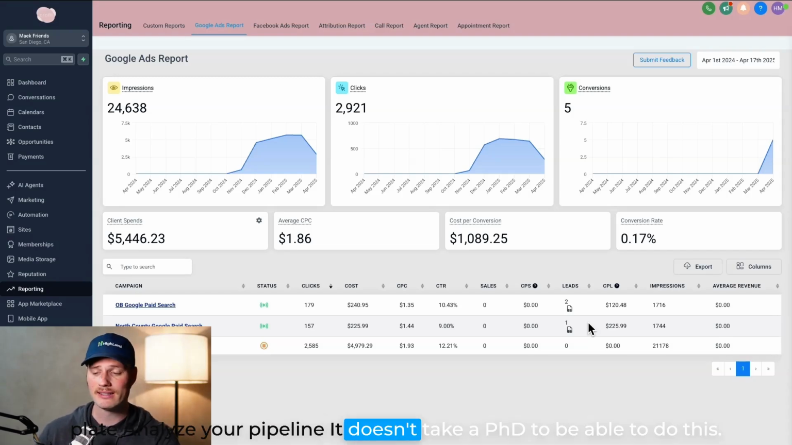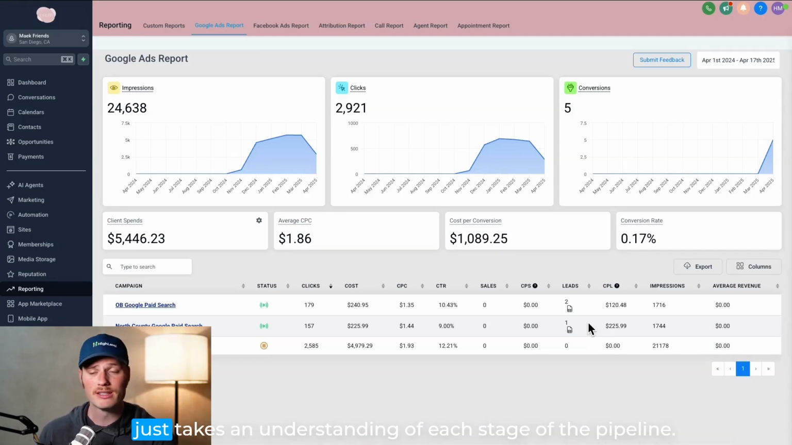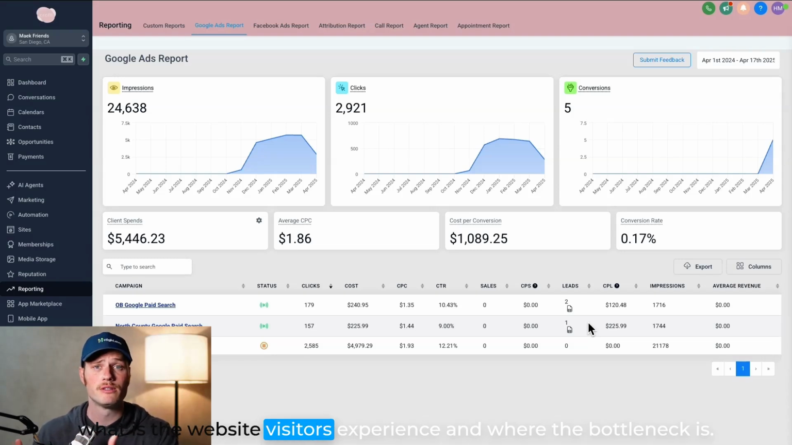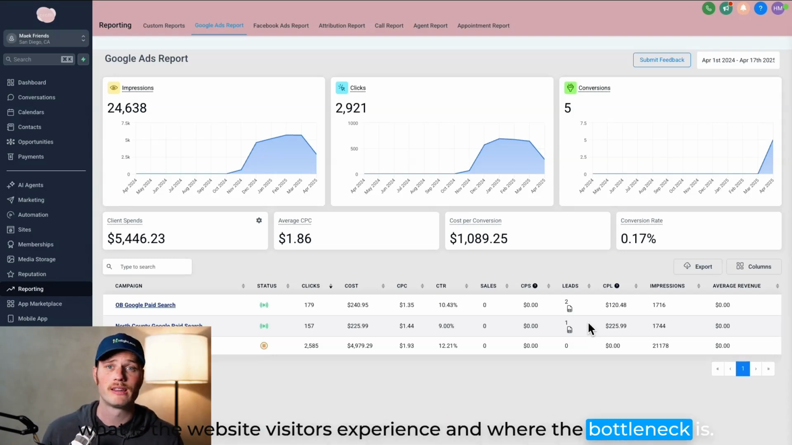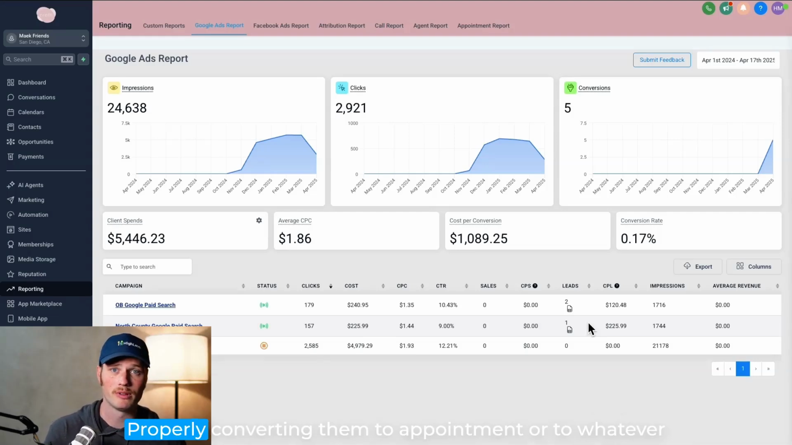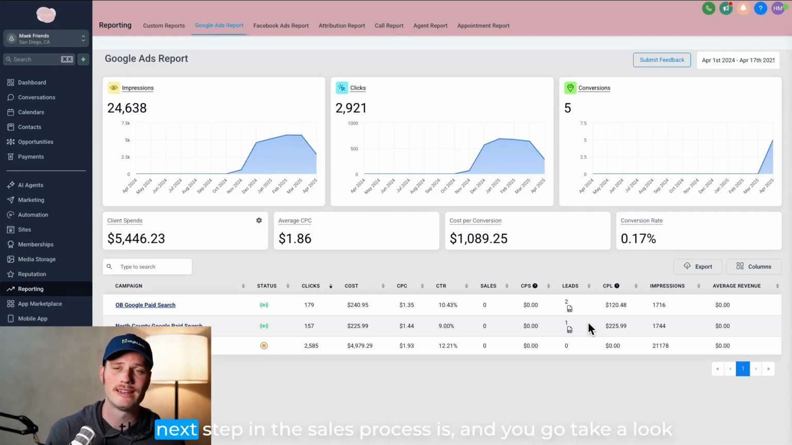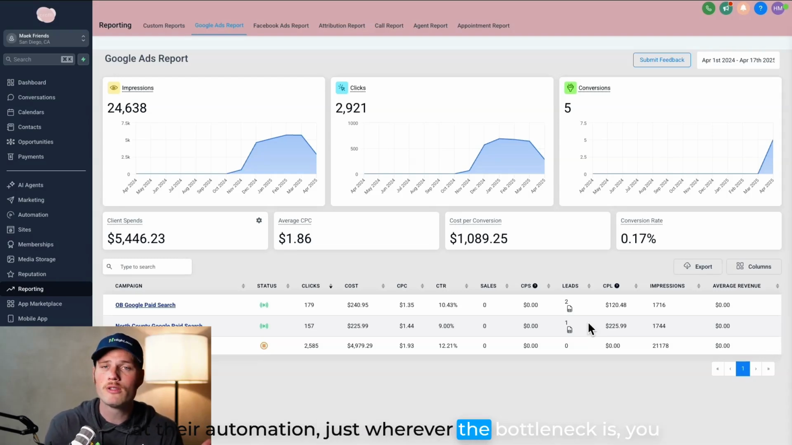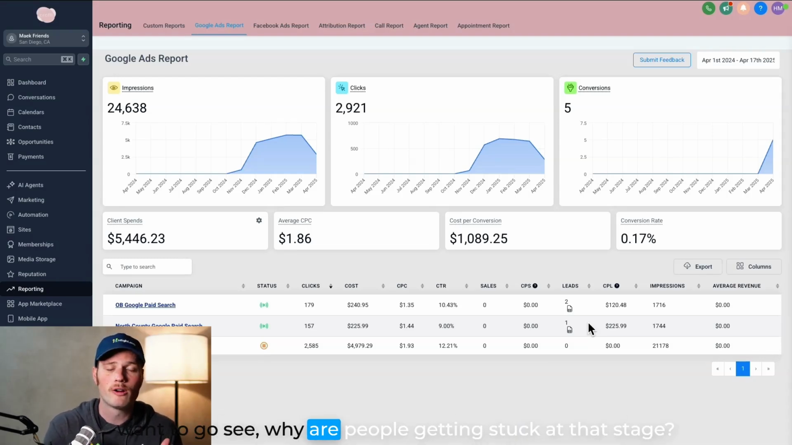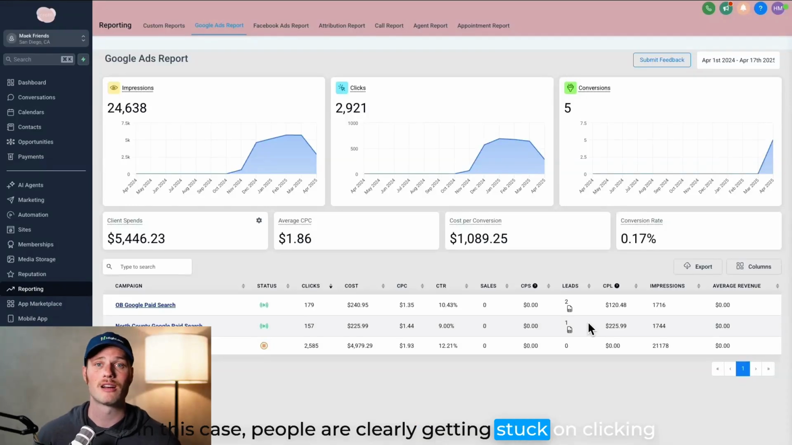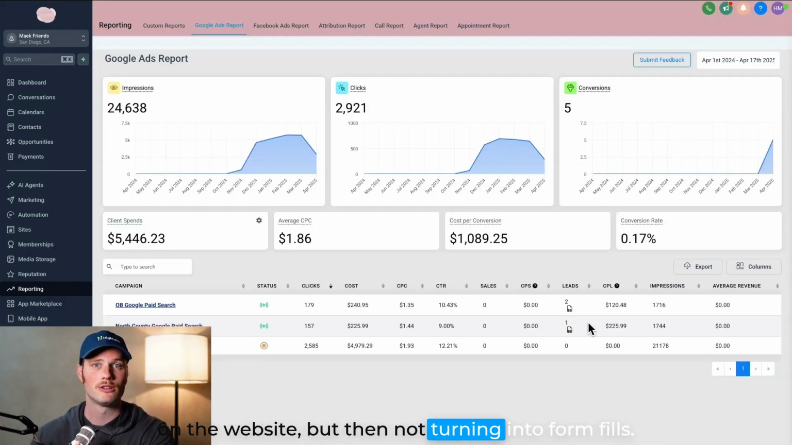Analyze your pipeline. It doesn't take a PhD to be able to do this. It just takes an understanding of each stage of the pipeline. What is the website visitor's experience and where is the bottleneck? Maybe they're getting a lot of leads, but their follow-up is not properly converting them to appointment or to whatever the next step in the sales process is, and you go take a look at their automation. Just wherever the bottleneck is, you want to go see, why are people getting stuck at that stage? In this case, people are clearly getting stuck on clicking on the website, but then not turning into form fills.